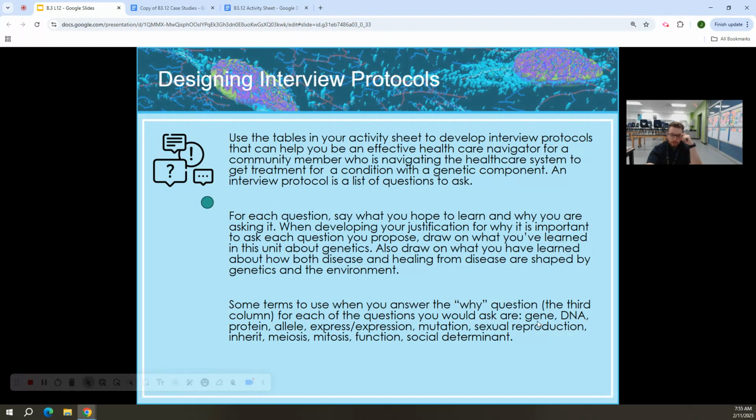So we need to include gene, DNA, protein, allele, expression, mutation, sexual reproduction, inherit, meiosis, mitosis, function, and social determinant. These are all great vocab terms that should probably be represented in the why section. You don't necessarily need to use them in your question, right? Because maybe the community member wouldn't understand some of those terms. I mean, we could explain it to them, but still. But I would definitely like to see these in the why, as you're explaining as the scientist why we would ask those questions.